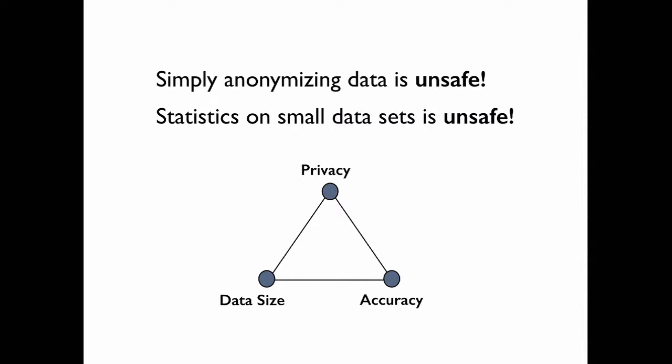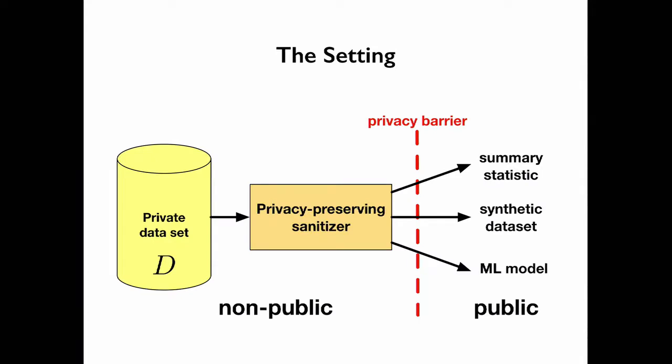Okay. So, at this point in our story, statistics on small data sets are unsafe. What are small data sets? What kind of statistics? These are getting to be really complex questions. To deal with them, we need a rigorous definition of privacy, which is what I will be talking about next, okay? Before I go to the privacy definition, let's look at the setting. There are other privacy settings available, but this is the setting that we will be focused on for pretty much the whole tutorial, okay?